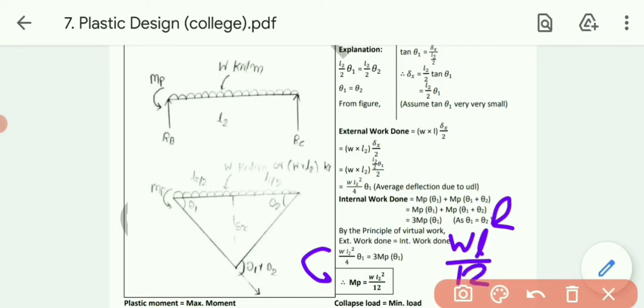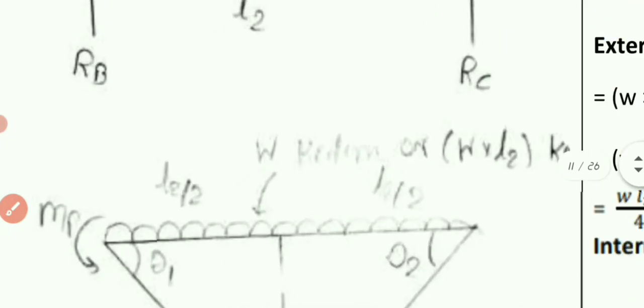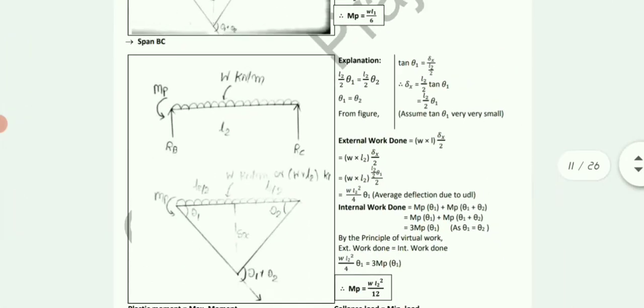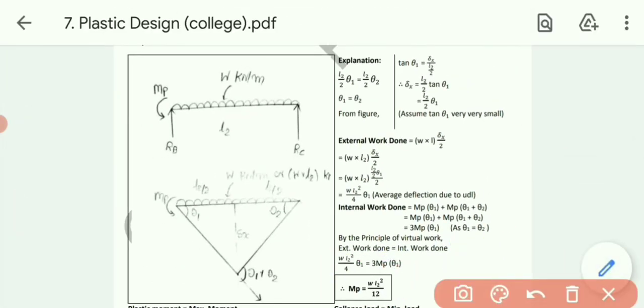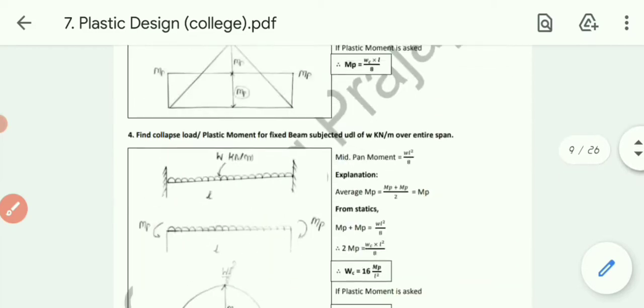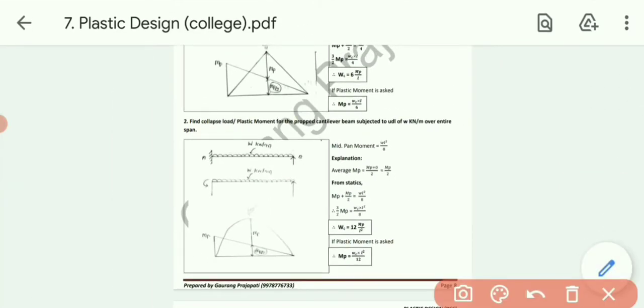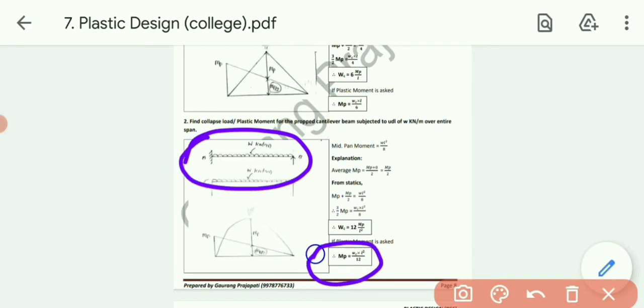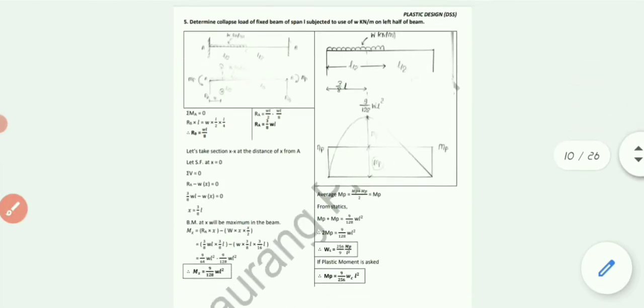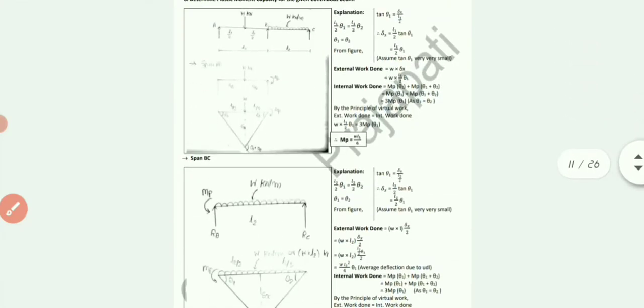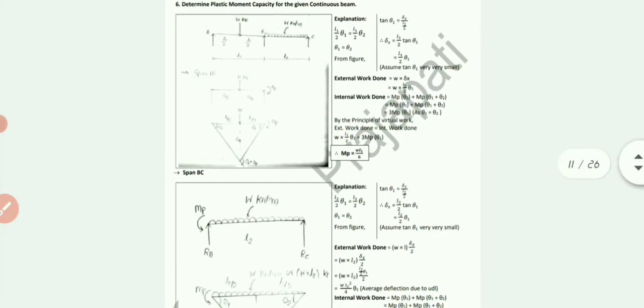Okay, so if you remember, we have derived this formula earlier also. Let me show you. W L square by 12, we have got the formula. Remember the formula, just a minute. Case number 2, propped cantilever beam with UDL over the entire span, the moment's formula was W L square by 12. So using the static method, we have done the same thing. So this one is the case of the continuous beam, solved using the kinematic method.